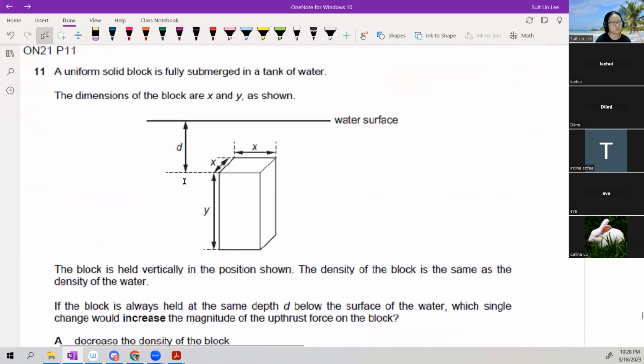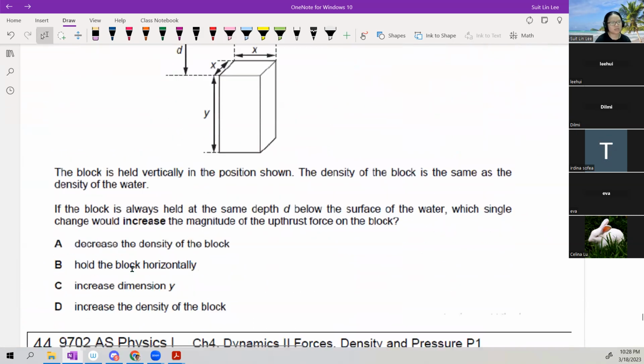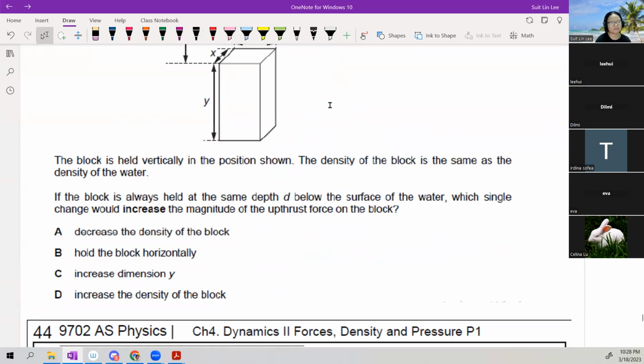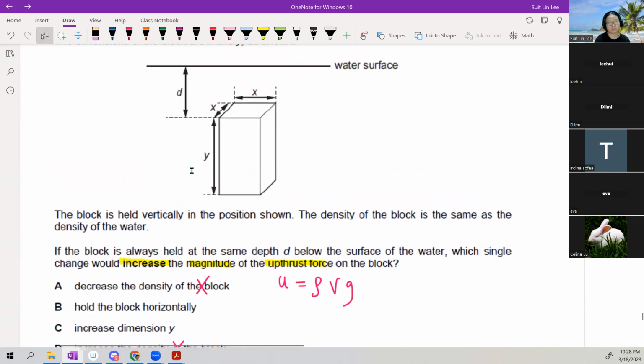Okay, so finally, we'll leave this here to you. I think this is, again, fairly straightforward. They like to ask a lot of concept questions like this. But they're asking you what change can increase the magnitude of upthrust. I write equation. Upthrust is equal to rho Vg. I don't care about the density of the block. Do I care about density of the block? Held vertically. Density of the block is the same as the density of water. So that means it's just going to float here, no?